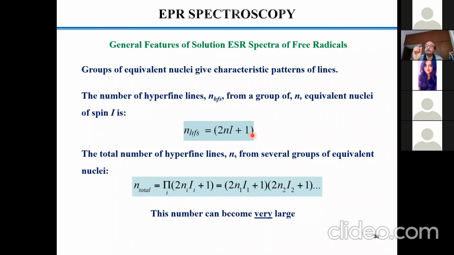If they are not equivalent, then we cannot consider n equal to 3. If all three are equivalent, then we are entitled to consider n equal to 3. Then 2 into 3 into half plus 1 equals 4 lines. We will be getting 4 lines.